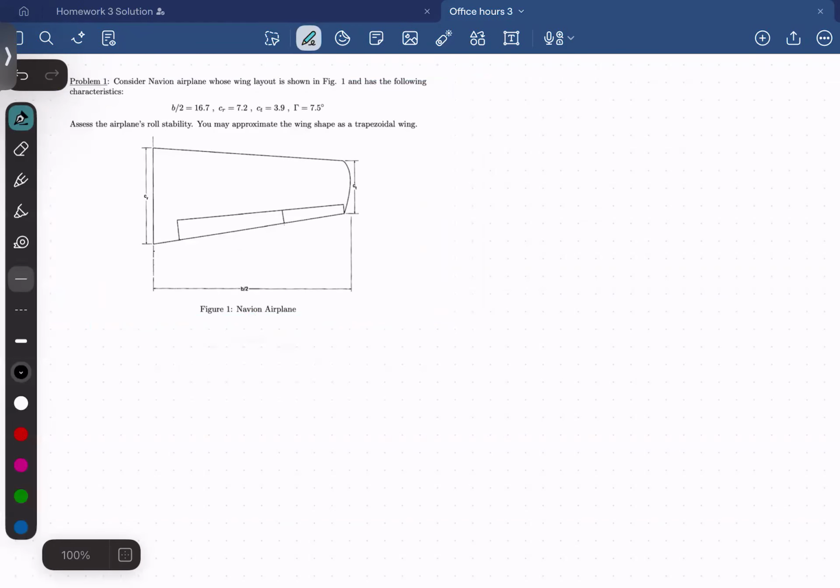It says consider Navian airplane whose wing layout is shown in figure 1 and has the following characteristics. Assess the airplane's roll stability. You may approximate the wing shape as a trapezoidal wing. So how do you go about approximating roll stability? You need to have the capability to measure how roll gets affected with side slip, and obviously how we mitigate it using the dihedral. That is why the dihedral is provided in the first place.